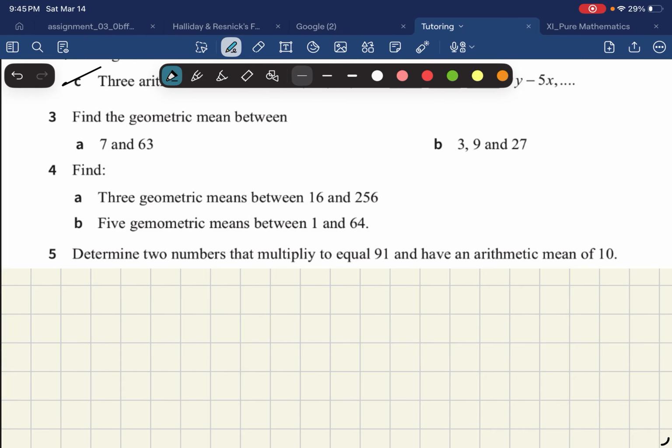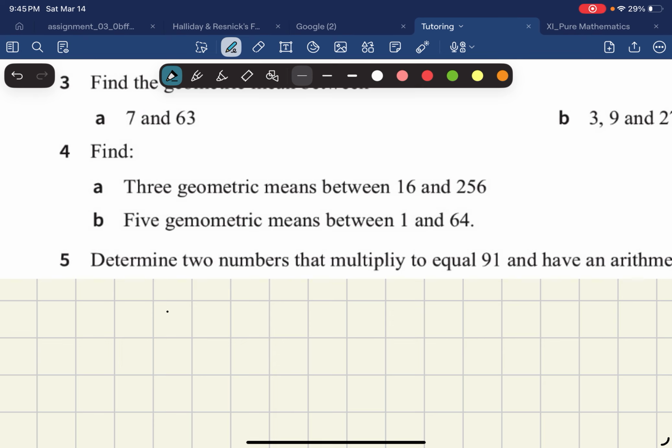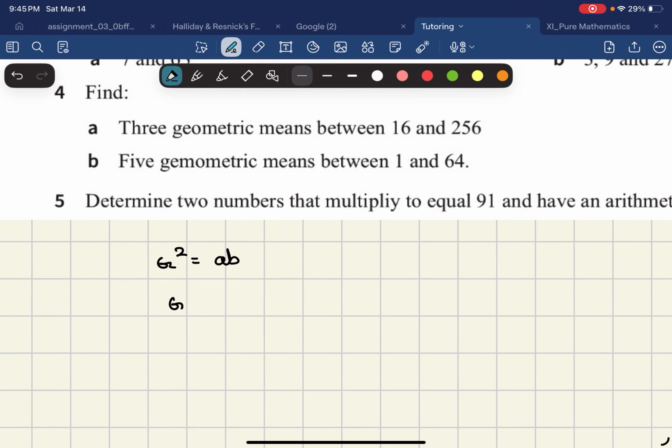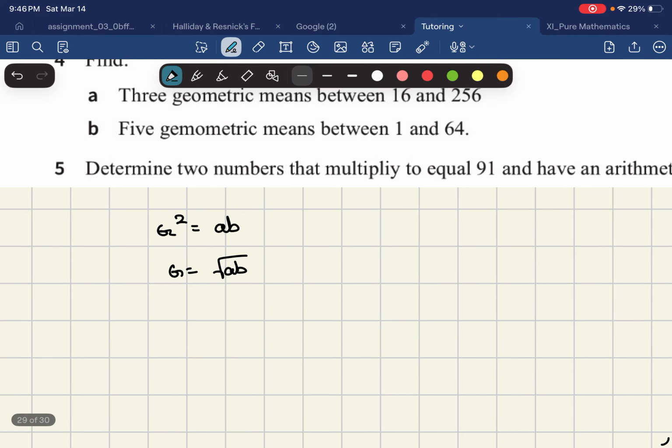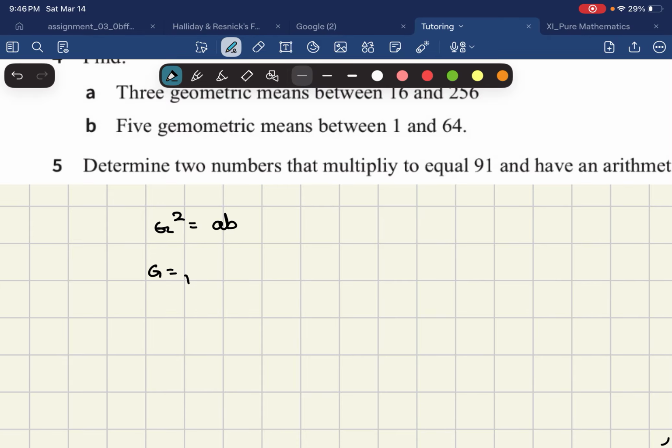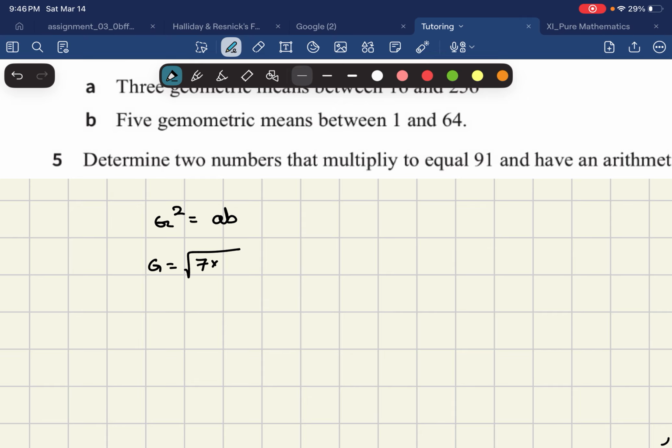Question 3, find the geometric mean between 7 and 63. So the geometric mean is just the square root of the product of these two numbers. Based on the formula, remember, g squared, the geometric mean between a and b, is just a times b. So g is just the square root of a times b. And in general, if you have n terms, then you multiply the n terms together and you take their nth root. So the geometric mean is just the square root of 7 times 63. And when you use your calculator to figure this out, that is 21.